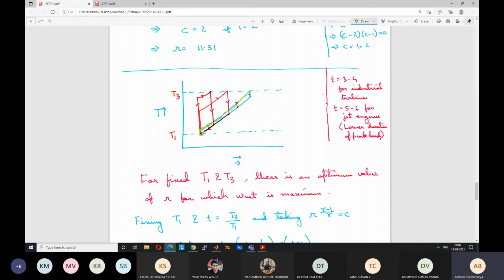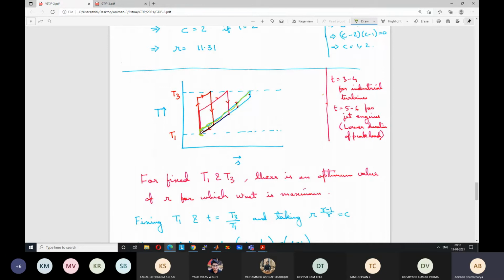At the limit when R is equal to 1, compressor pressure ratio is 1, T2 by T1 will become equal to 1. So T2 will be equal to T1. So both this top line and the bottom line will coincide, and we will be left with zero area inside the cycle. So zero work output. So for R equal to 1, we have zero work output, as we have seen in the plot also.